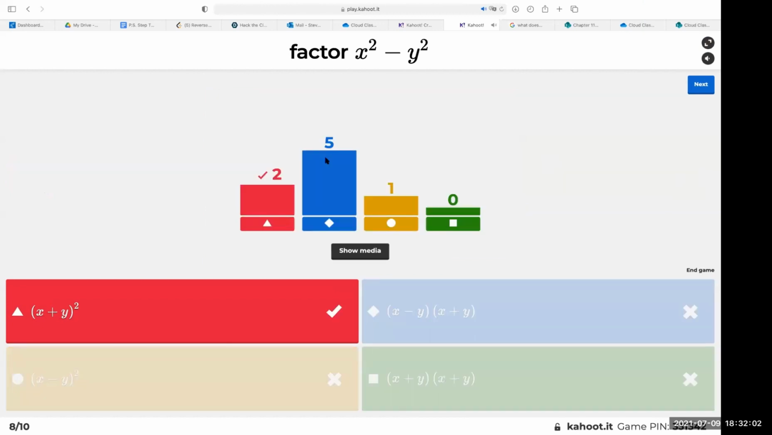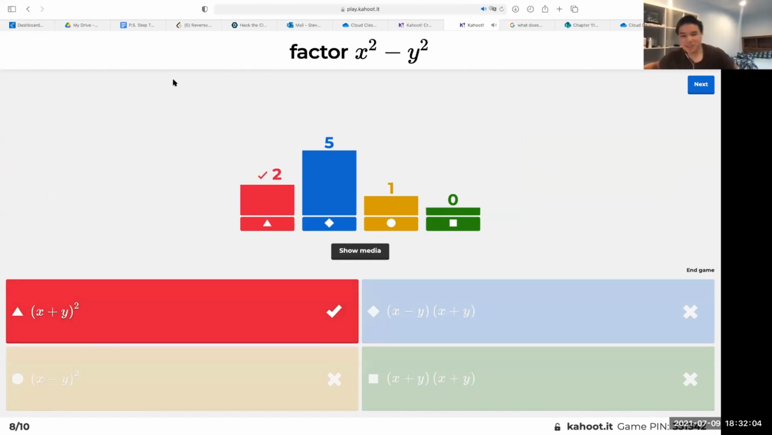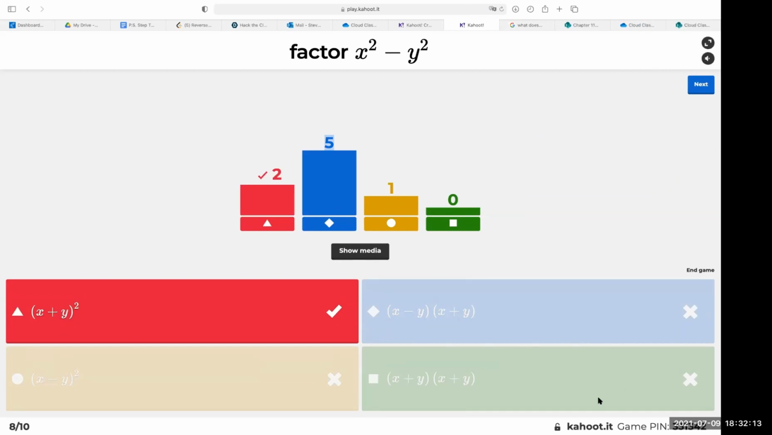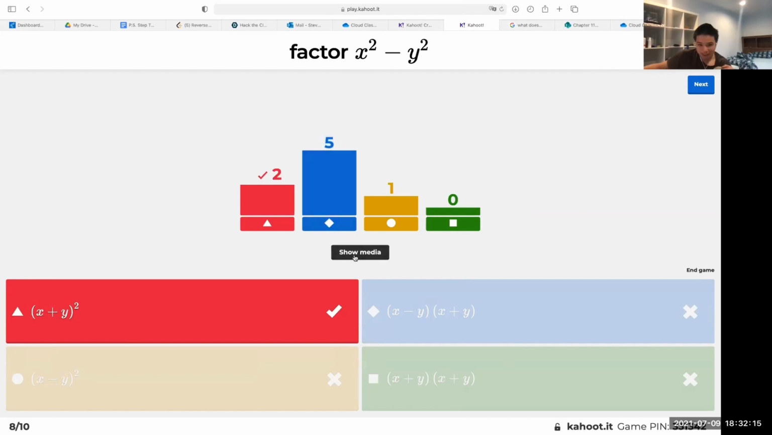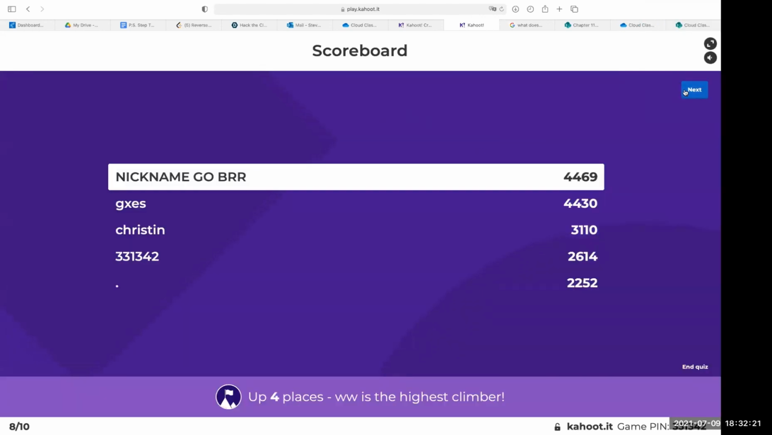Wait, what the? Okay, this is also wrong. Okay, my bad, guys. It's supposed to be blue. Can I refund the points? Is there a way to see who got the answers? Okay, there isn't. I want to see. My bad, guys. I'm sorry, but this is good practice.